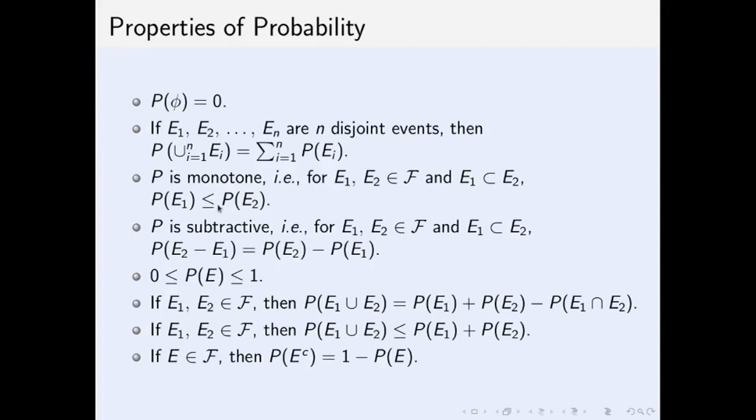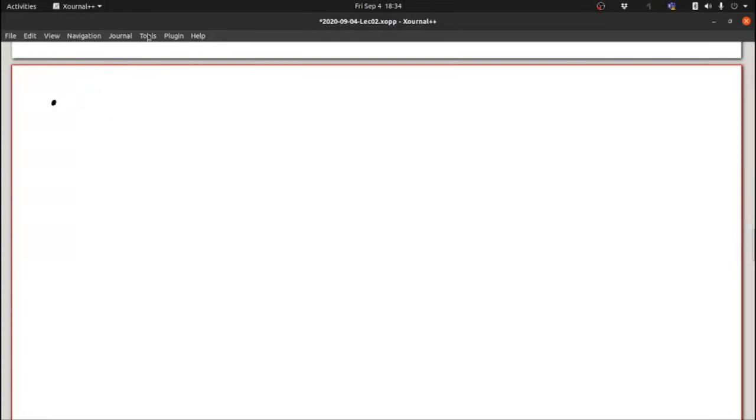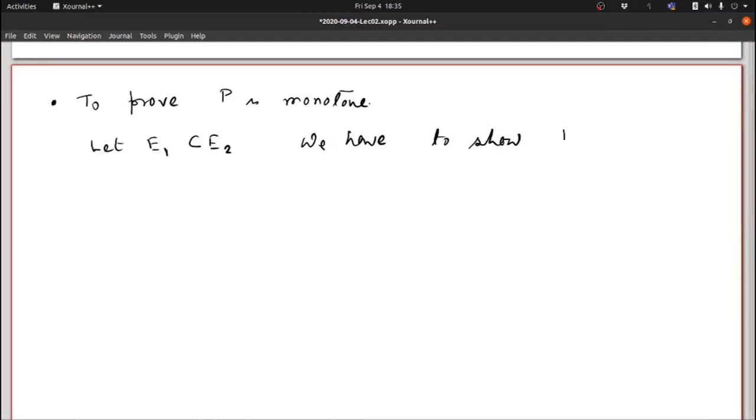Okay. How can I prove that? The proof is not at all difficult, but there is a very important thing we need to understand. So what do we want to prove? To prove P is monotone, we need to prove that, let E1 and E2 be two events such that E1 is a subset of E2. We have to show that P of E1 is less than or equal to P of E2. Okay, that is what I try to show.